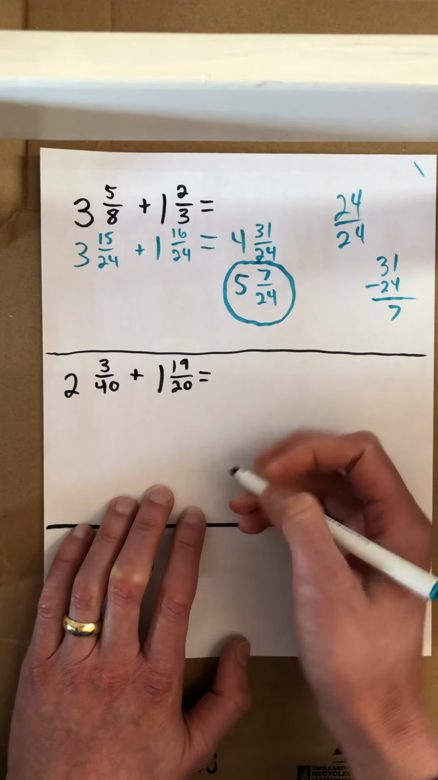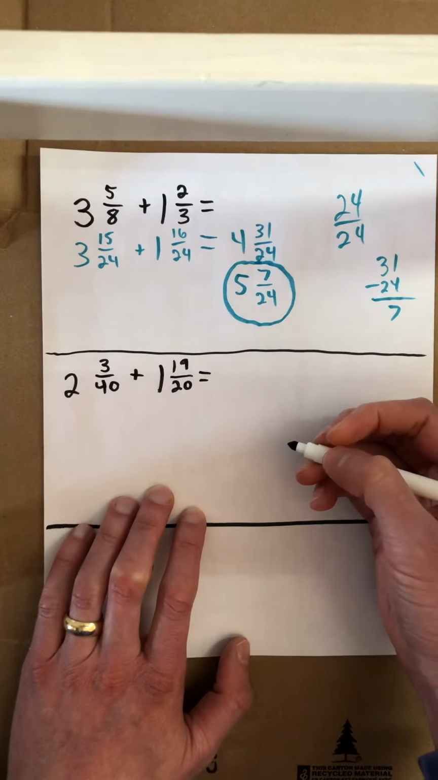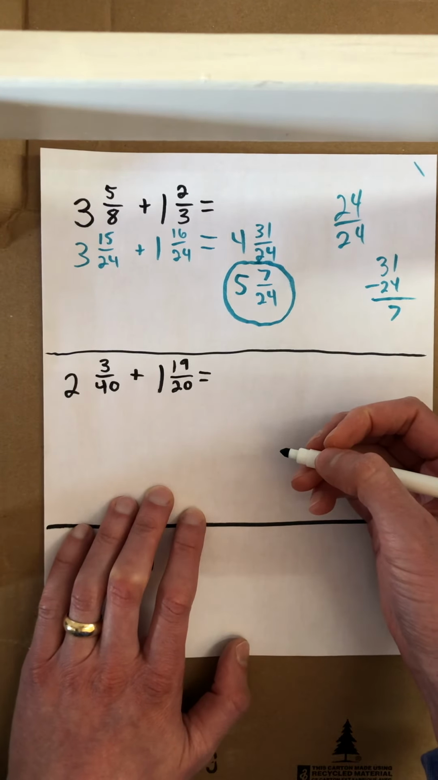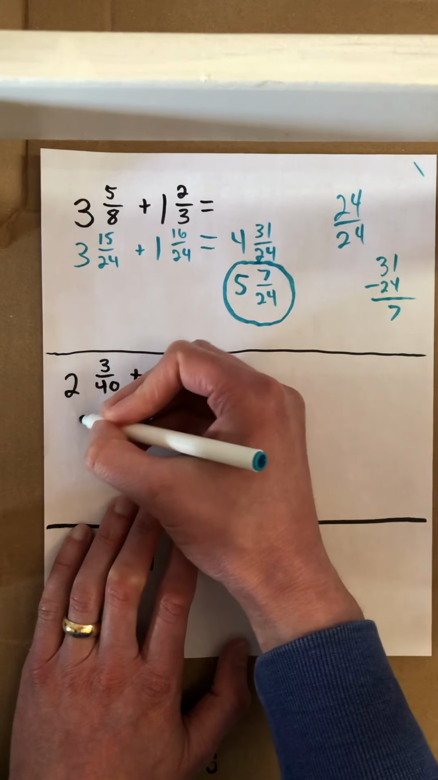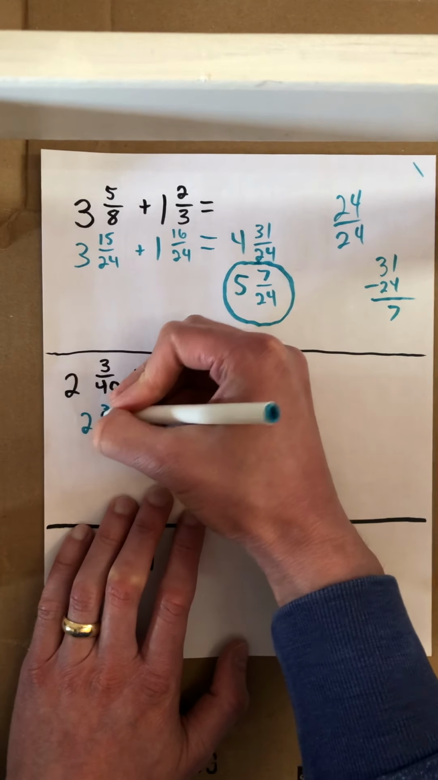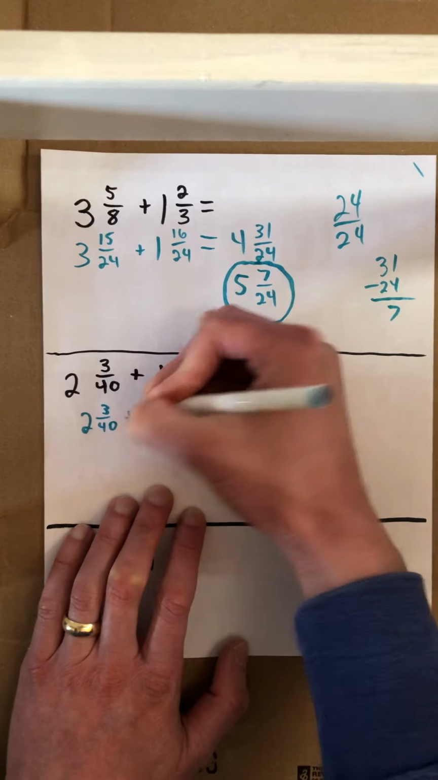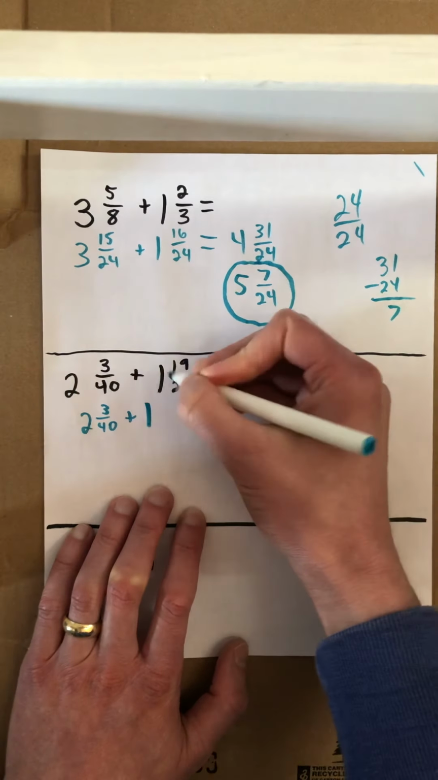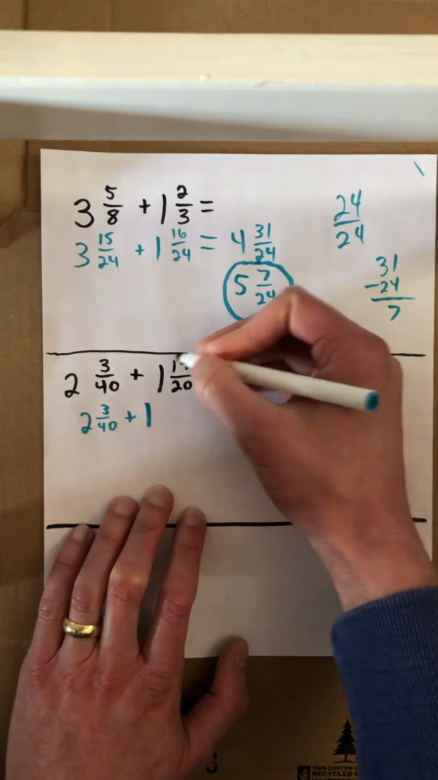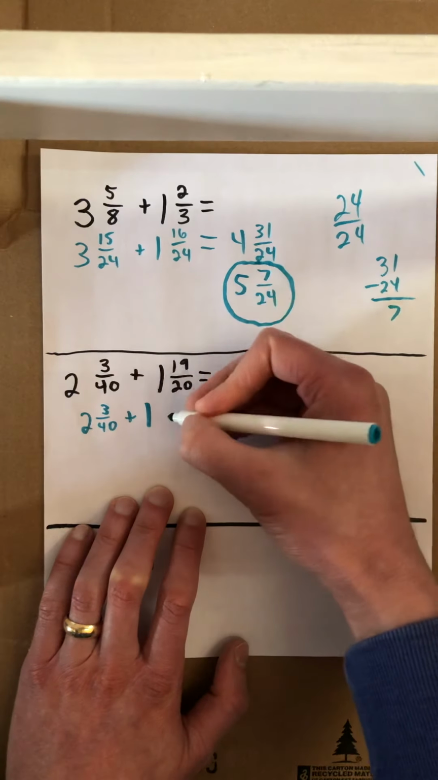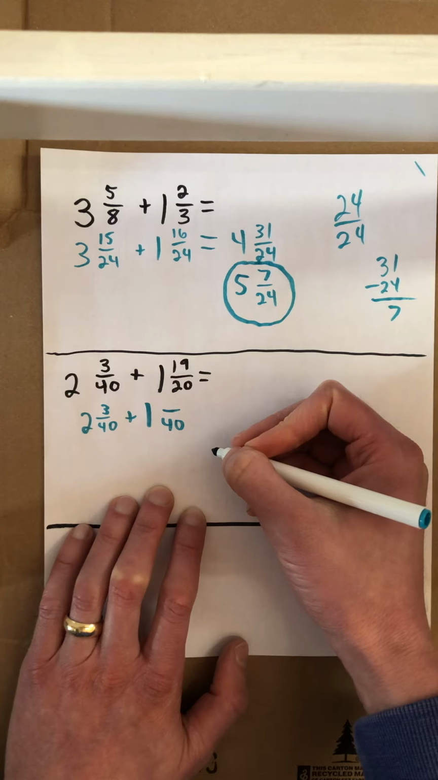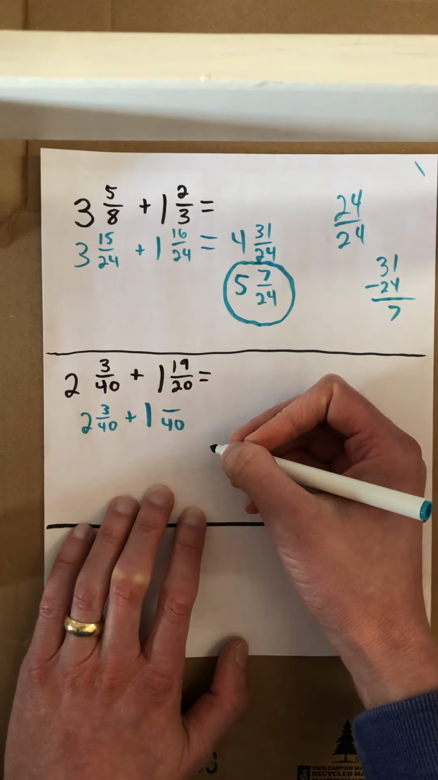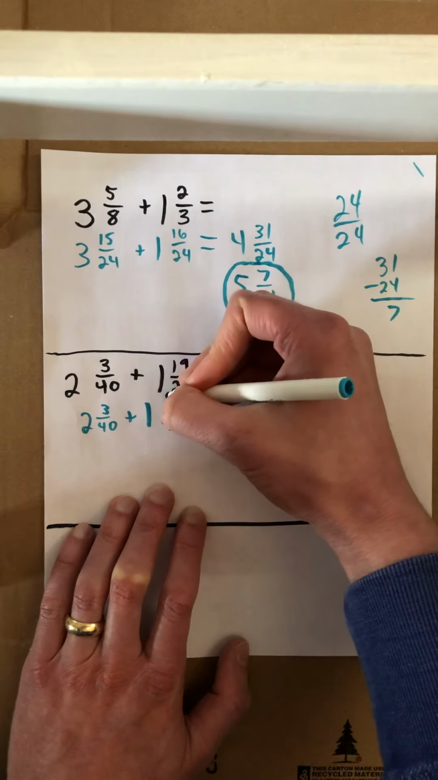For our next one here, once again I gotta make the denominators the same, gotta have a common denominator. So this time I can change just this one to being out of 40. So I'll keep this one as it is, 2 whole and 3 out of 40. And I'm going to add to it, the 1 whole remains the same, and then I'm going to multiply the top and bottom by 2 to make it so that this one is now out of 40. 19 times 2 would give me 38.